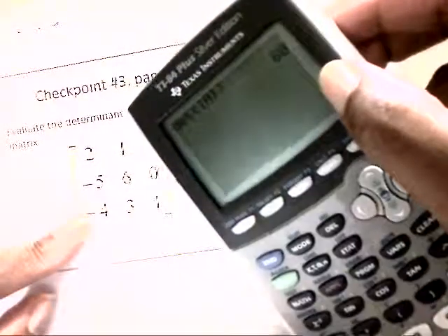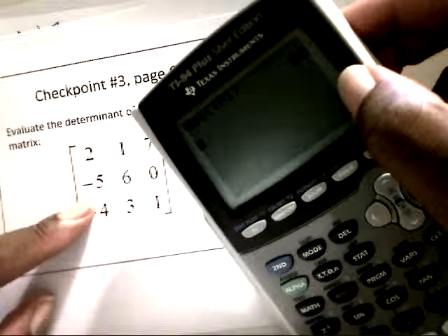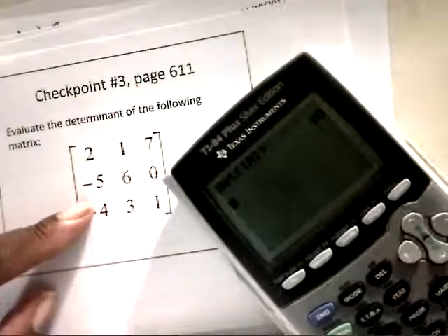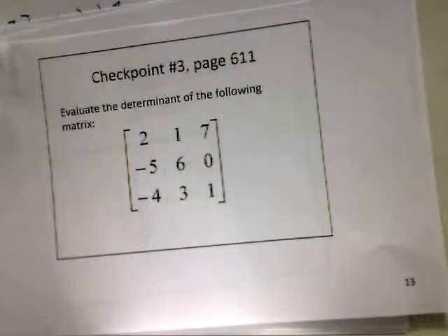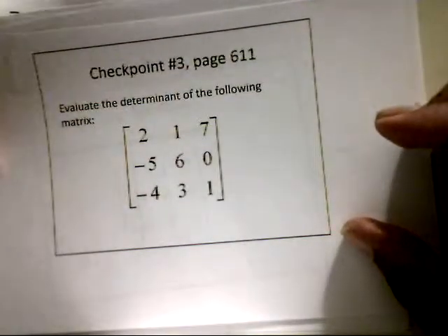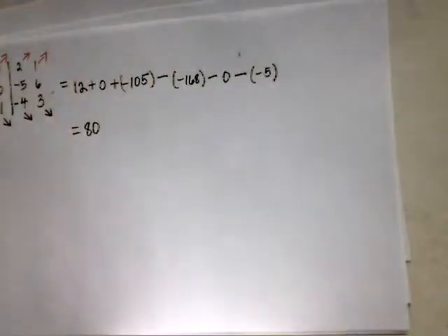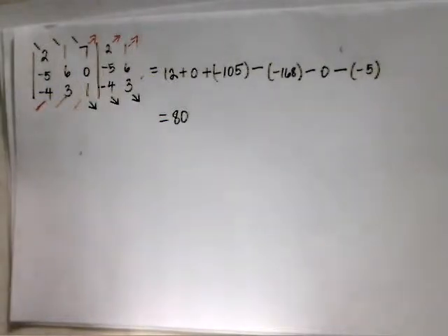So the determinant of that 3 by 3 matrix that we just did was 80, which is exactly what we came up with. Okay, so here, those are just some ways of using a calculator to find the determinant of any 3 by 3 matrix. Okay, and that will conclude this particular section on matrices, determinants and Cramer's rule.